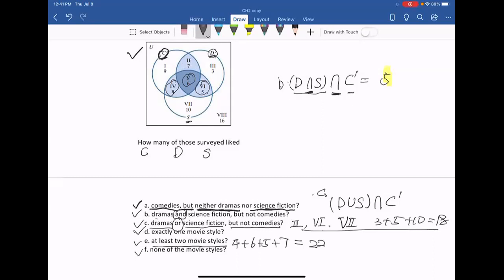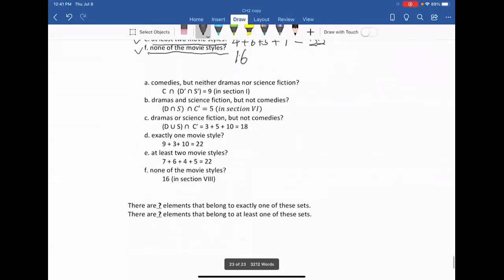Number 6, next one, none of the movie styles. So all of them, the people in the survey who don't like any. We let them answer the question, and they provided the answer that none of the movies they like. They are here, belonging to region 8. That means we have 16 people in the survey who don't like any kinds of movie styles. Okay, let's move on.